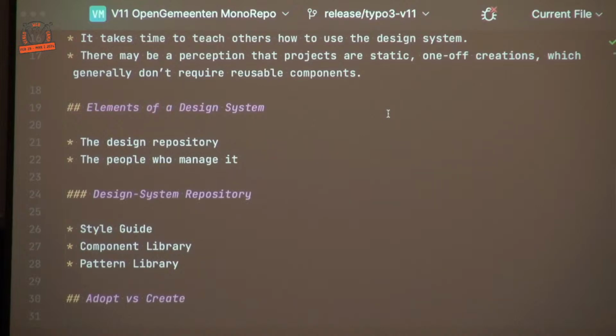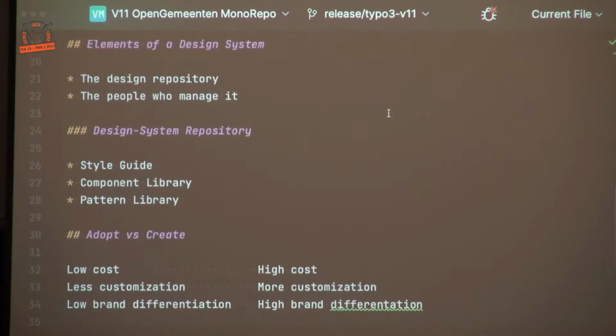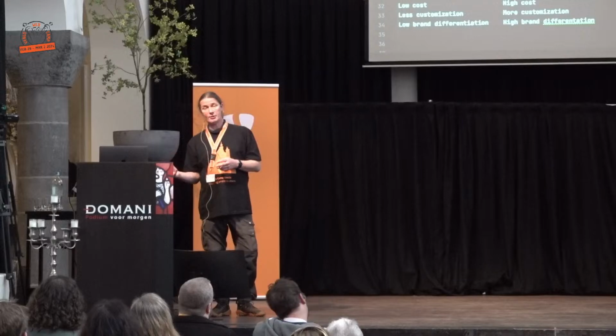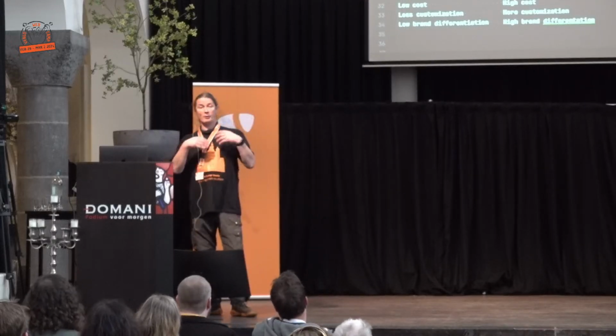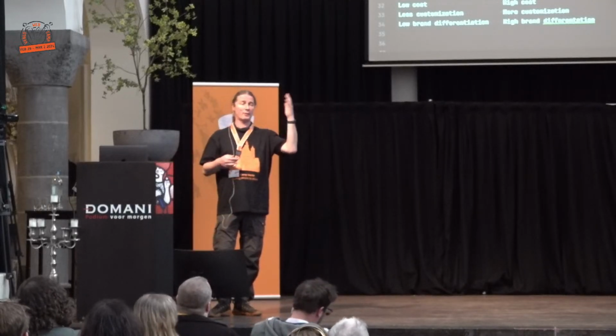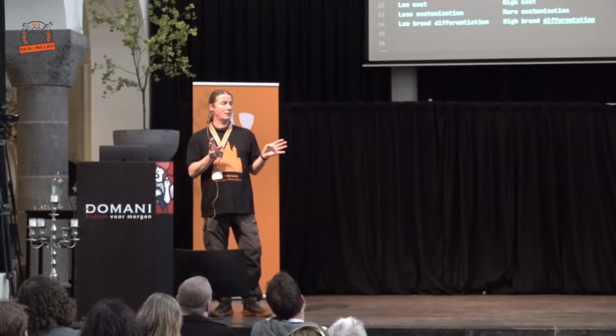So, what are the elements of a design system? It's a design repository, as we call it, and the people working with it. And especially the design system repository contains some things which I will describe. For instance, there can be the style guide. It's not necessary that the style guide is in there, but it can be. All the documentation: how do you handle certain stuff, how do you handle components, how do the headers look, which colors are going to be used, stuff like that. That can be in a design system.